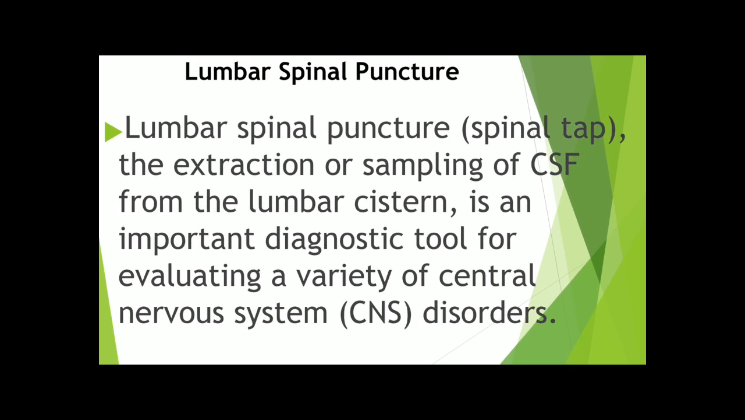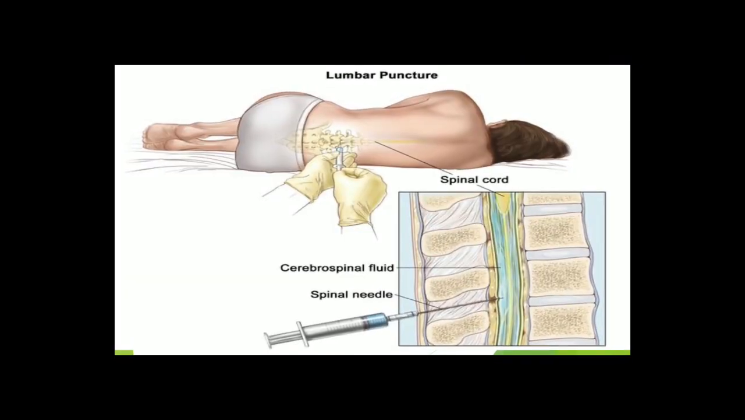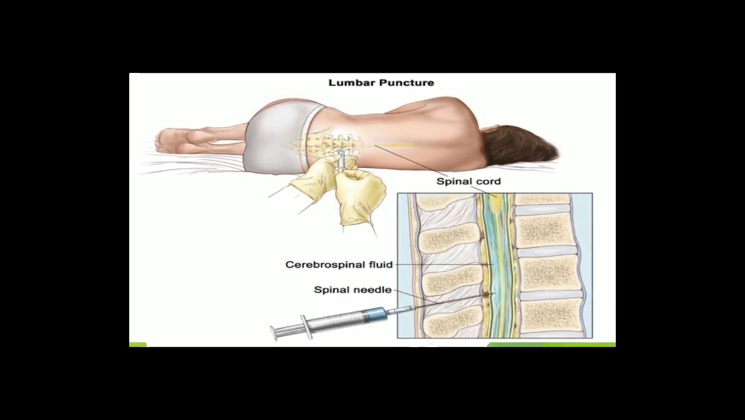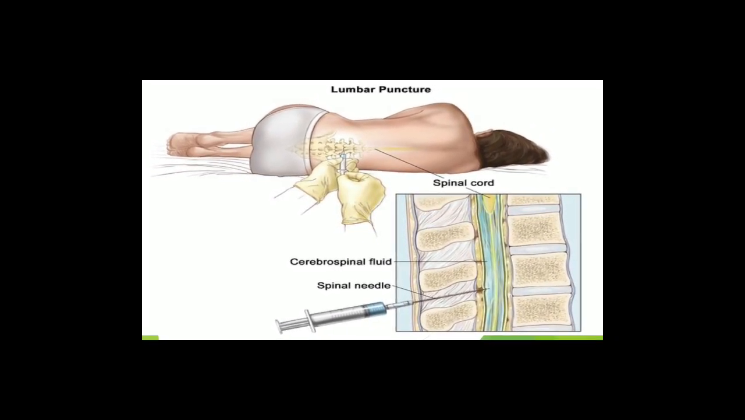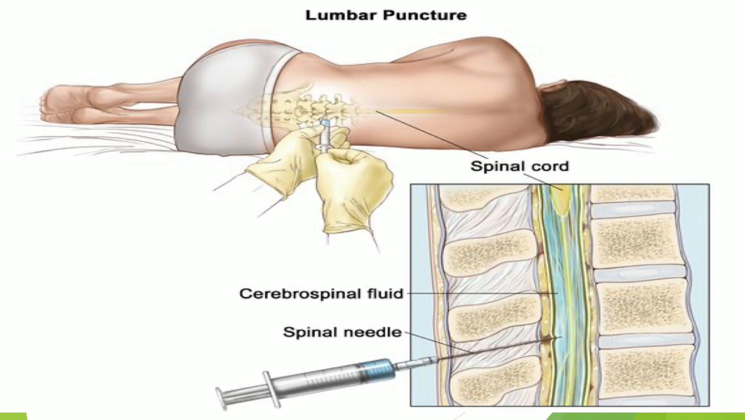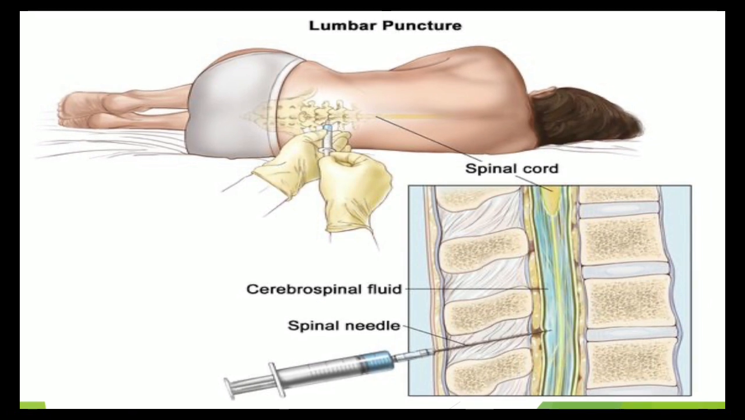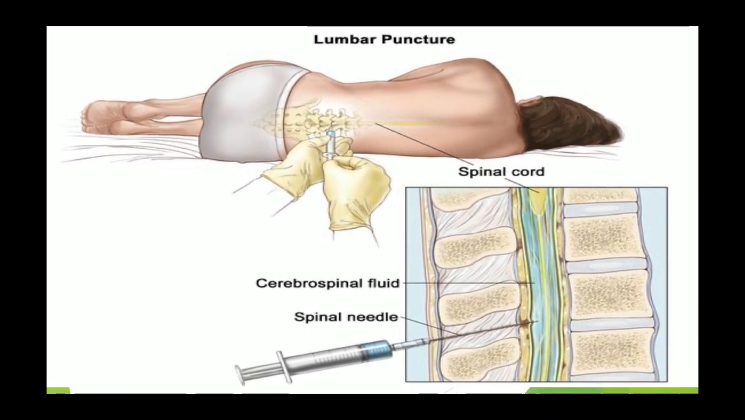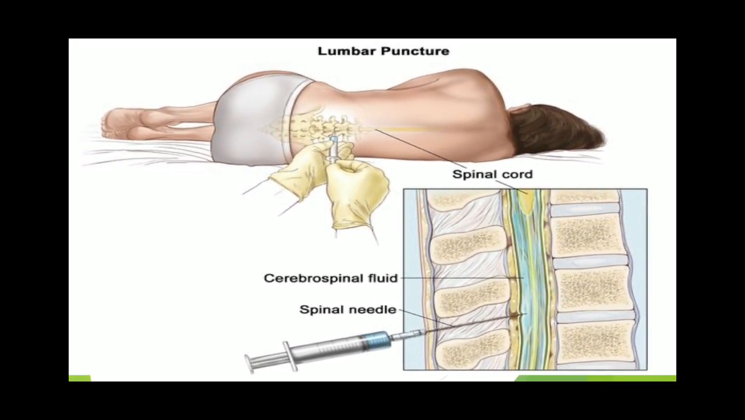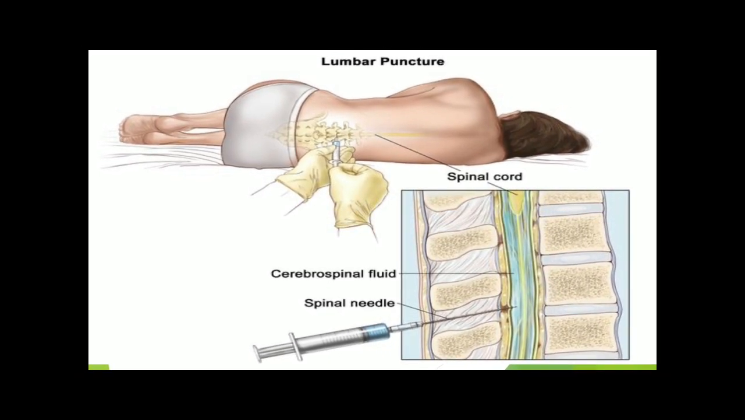You have to do it under aseptic conditions. You get a swab, cotton wool soaked in spirit, and you use it to clean the skin covering the lower lumbar vertebrae. After cleaning the skin, you also need to spray with anesthesia. You anesthetize. Thereafter, a lumbar puncture needle is inserted. This lumbar puncture needle is fitted with a stylet.